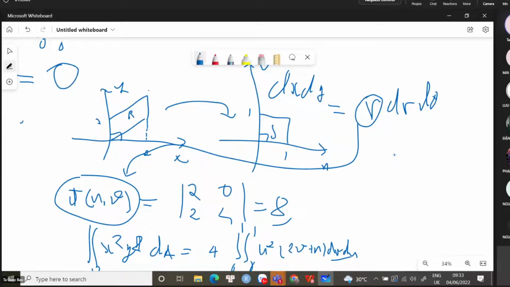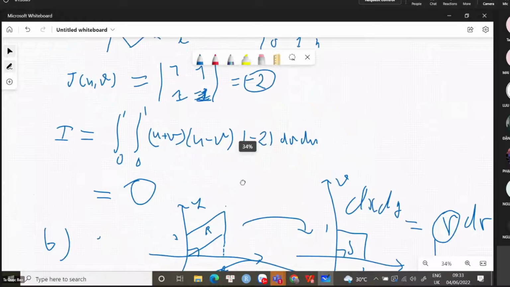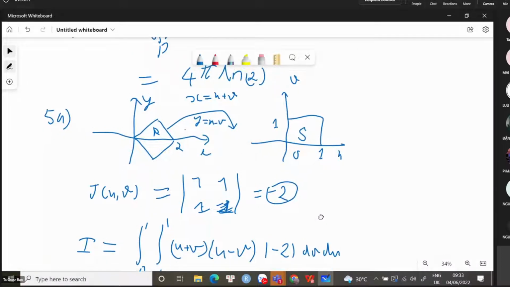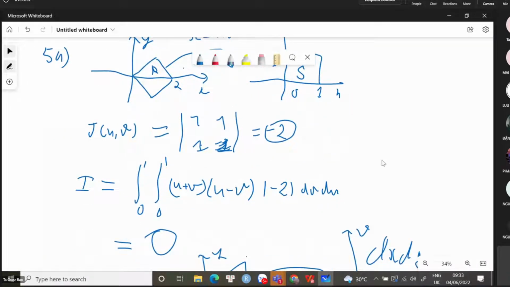Teacher, let me look at question 5A again. My result is different from yours. Yeah. Remember here is an absolute value. This is a determinant notation. This is an absolute value. Therefore, minus 2 becomes 2.